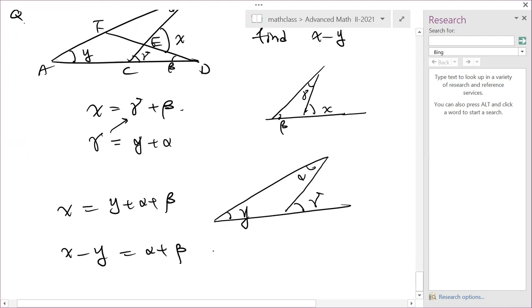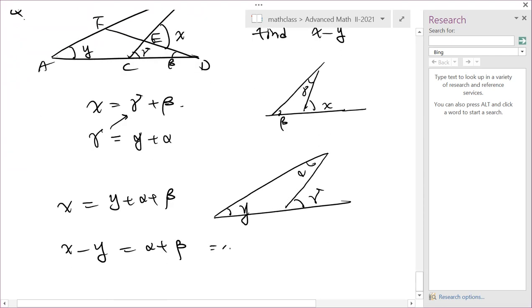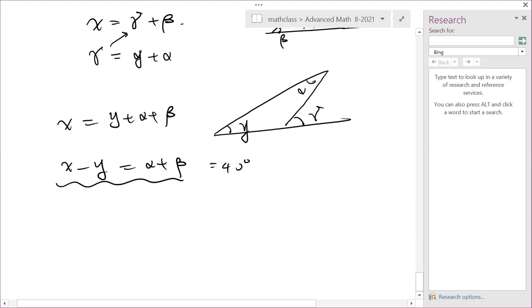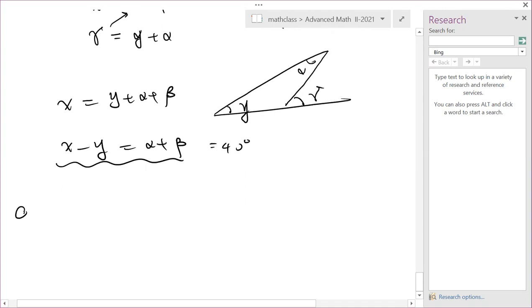So if you know the value for alpha plus beta, that's going to be 40 degrees. So that's the answer. All I have to do is prove this identity is always true, using the fact that the exterior angle is the sum of the other two interior angles. But this one is more direct computation.